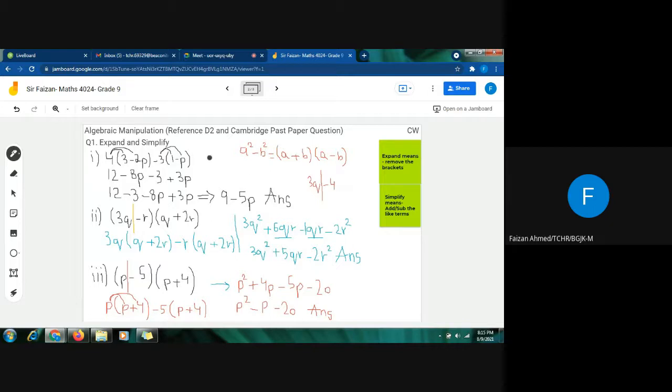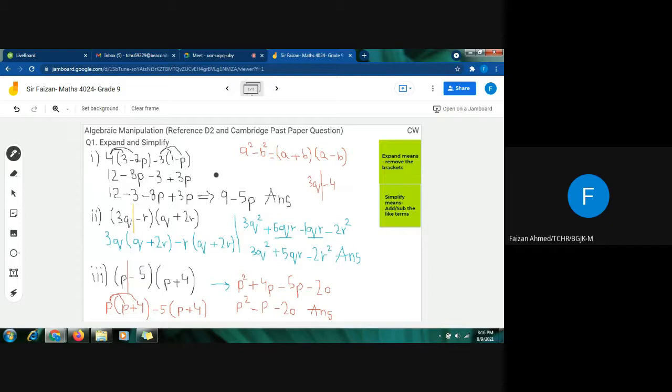First of all, starting with the reference: the reference of these questions is D2 and Cambridge past paper questions. I have taken these questions from the past papers, but you can also find these types of questions in your book D2 that you already have. We discussed these types of questions in grade 8 as well, so these questions are not new for you. We will discuss them one by one, and then you have to copy these three questions in your registers.